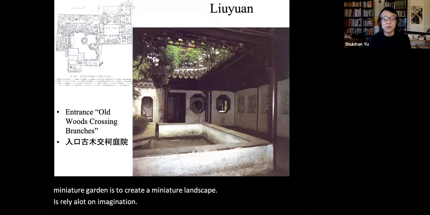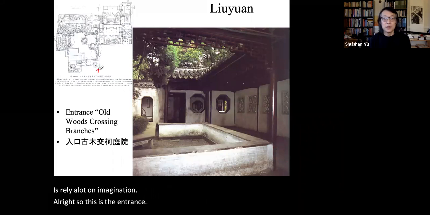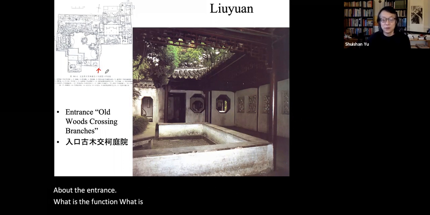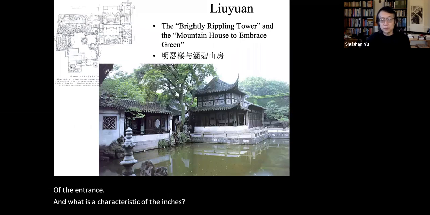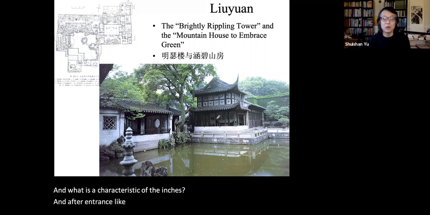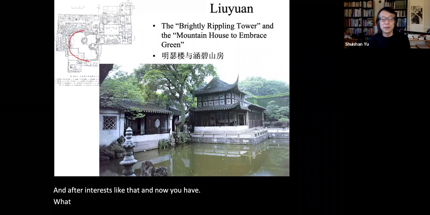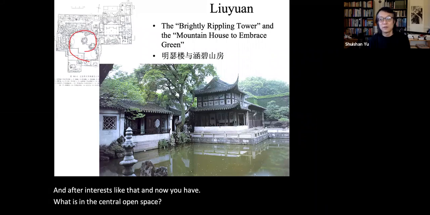So this is the entrance, and I hope you remember everything about the entrance. What is its function? What is the purpose of the entrance? And what is the characteristic of the entrance? And after the entrance, what is in the central open space in front of the main gathering hall?